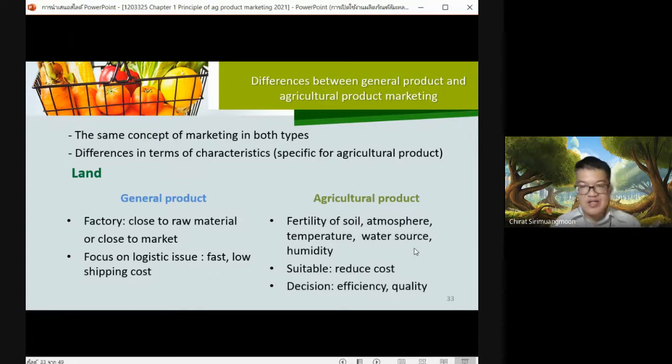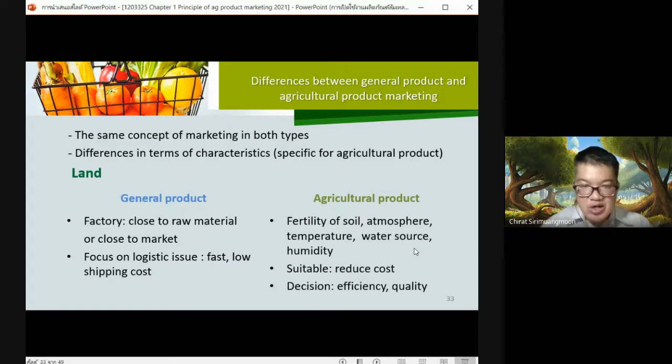First one, thinking about land. General products did not need to have land because they use raw materials that are already processed. So what they need is just factories that are very near to the raw material producers or close to the market. And they just focus on logistics that transfer fast or have low shipping costs.